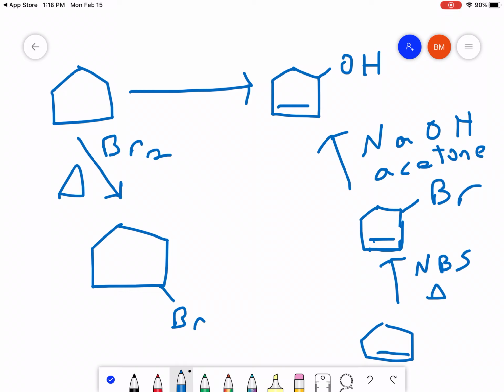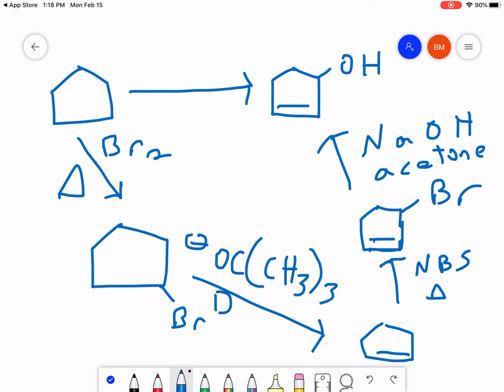So basically you have two ends of the synthesis completed. Now you just have to link them. And again, just like we did last time, we can just do a good old E2 reaction here from last semester to make that. So voila, 4 steps.